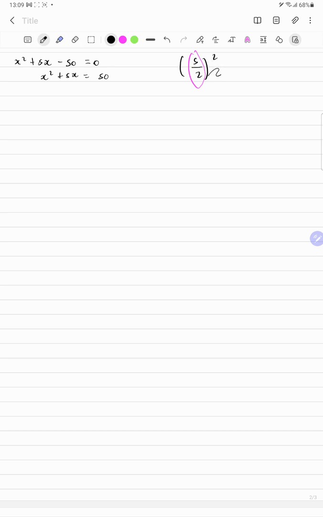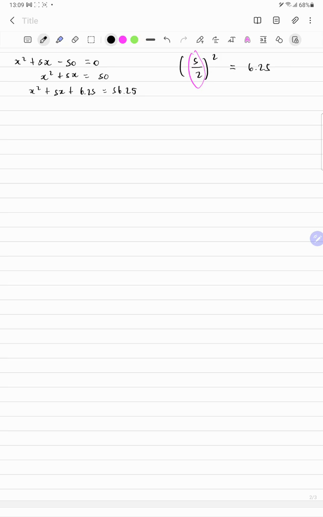Okay, so 5 over 2 squared is equal to 2.5 squared, which is going to be 6.25, right? Then add that to both sides of the equation. X squared plus 5x plus 6.25 is equal to 56.25. I already added this: 50 plus 6.25 is 56.25.